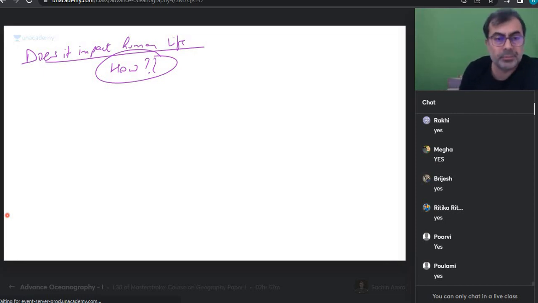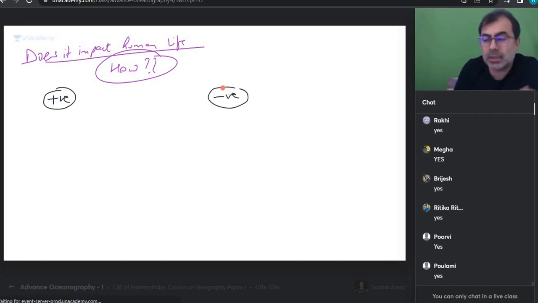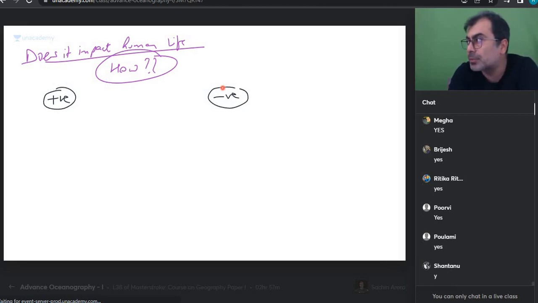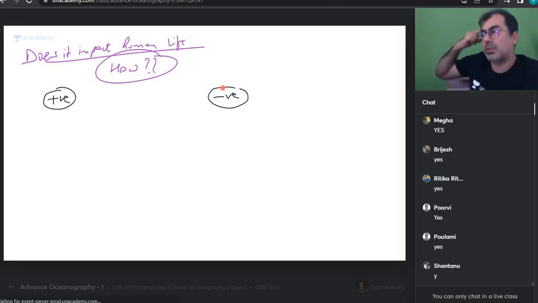Okay, quickly. Can there be positive impacts? Can there be negative impacts? So let us look at positive impacts first. What are positive impacts? Ocean currents, what can they do? What are the positive impacts?